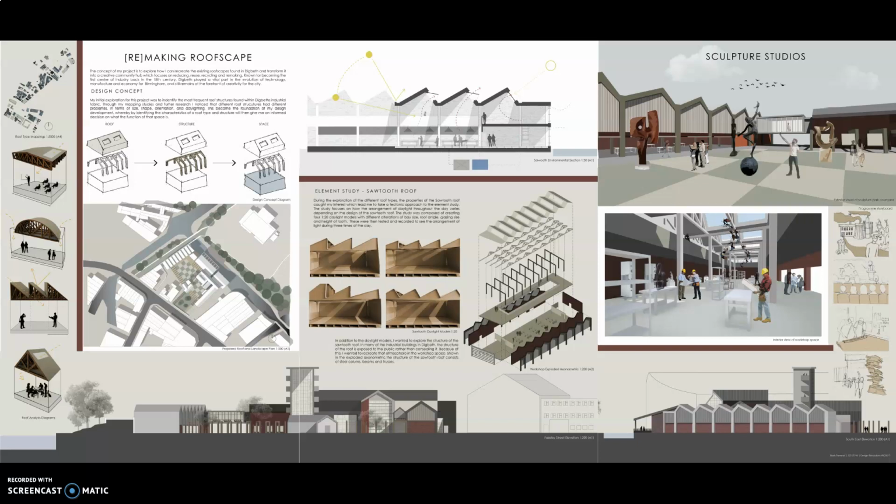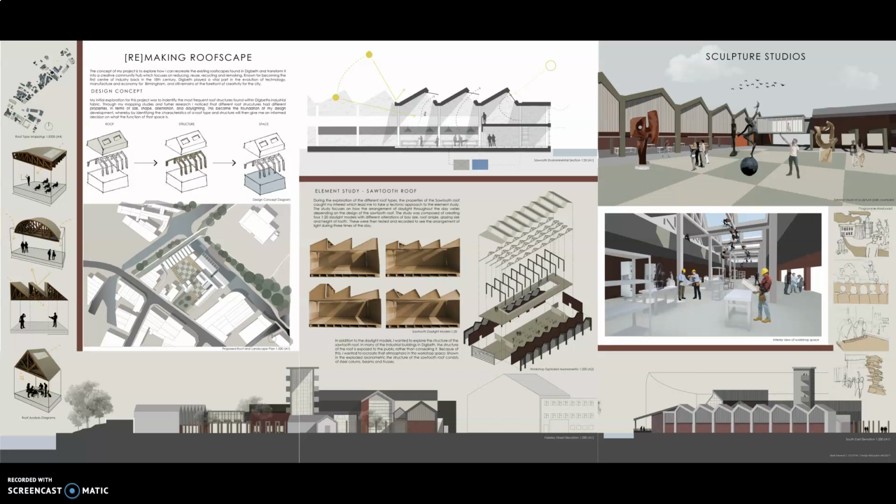As you might already know, Digbeth has played a vital role in advancing the manufacturing industry in Birmingham and is known for becoming the first centre of industry back in the 18th century. This being said, knowing that the context of many of the buildings in Digbeth were heavily industrialized, I became quite fascinated in the forms of these buildings, more specifically the roof structure.